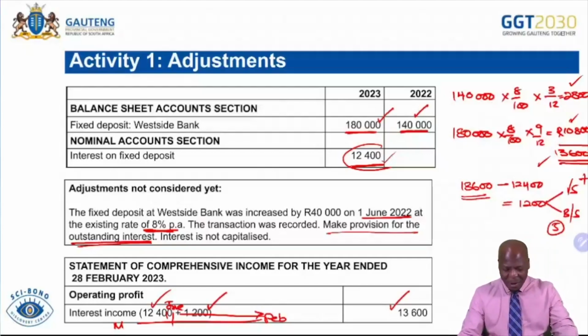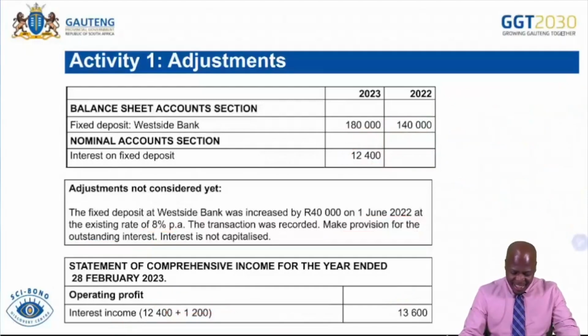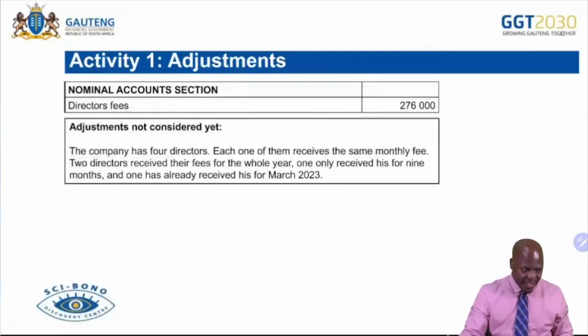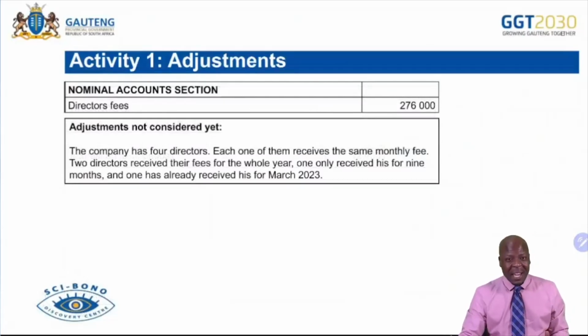All right. Let's see if we can move on to the next adjustment. The next adjustment reads, director's fees. I know you love this one. Let's see if we can do this one together again.